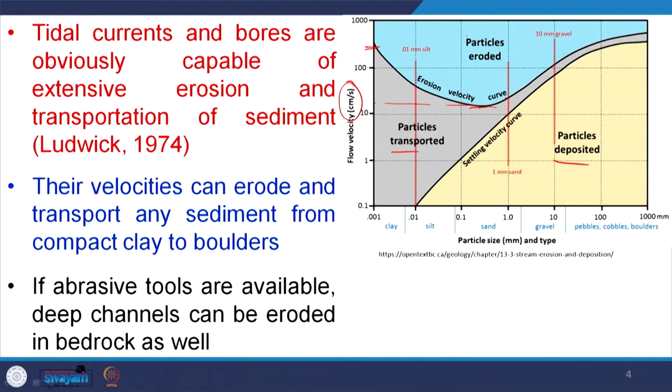So, if abrasive tools are available, deep channels can be eroded in the bedrock as well. That means not only can a tide of this velocity erode the deposited sediment, but if we have a sufficient amount of angular fragments available, it can also erode the bedrock. There are examples worldwide where the bedrock of a river mouth shows strips parallel to the tide, due to this type of abrasive action of the river or the tides.